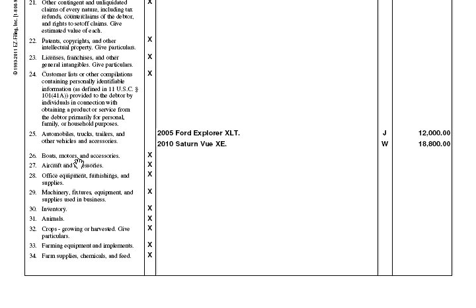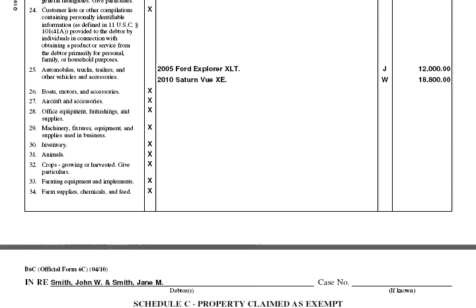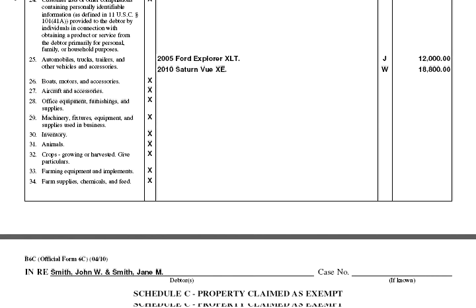Here where it says automobiles, trucks, trailers, and other vehicles, if you have any vehicles that you own or that you're purchasing, you'd list them here, the year, make, and model, and then the value. And basically you'd list the retail value from the Kelley Blue Book or the NADA used car pricing guides. And if the car is in bad shape, then you can just kind of estimate the value.